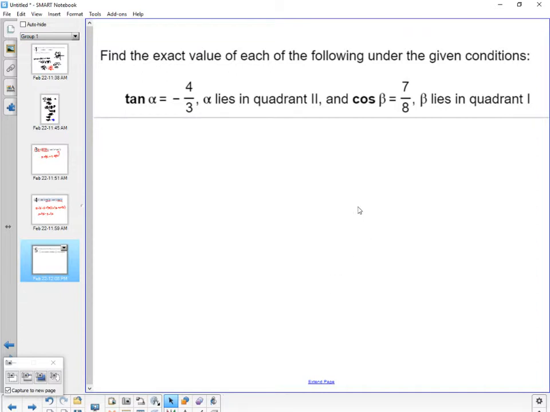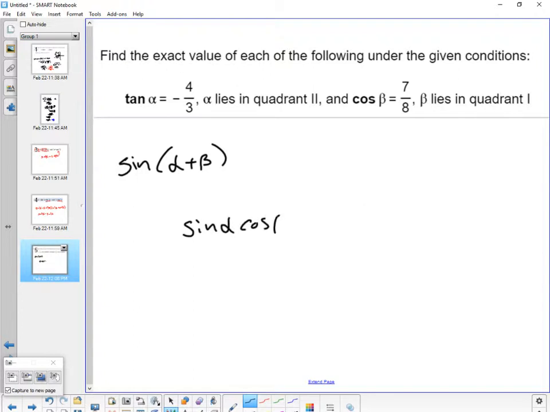Find the exact values under these conditions. They want us to find sine of alpha plus beta. Right? So this is a sine, cosine, cosine, sine. Sine alpha, cosine beta, plus cosine alpha, sine beta. Right?